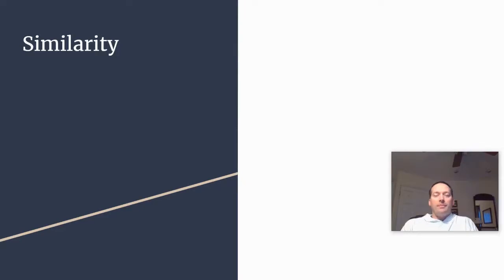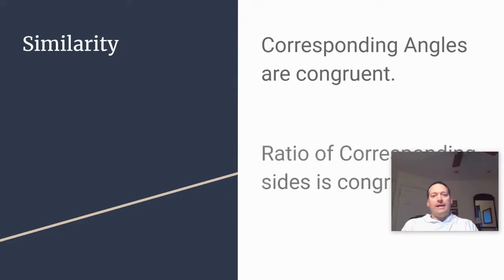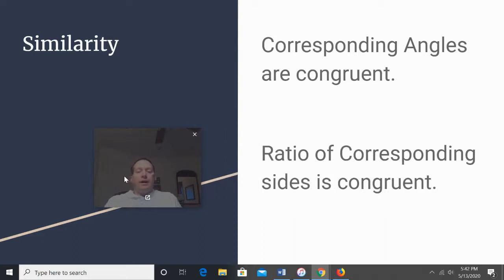So in order to be similar, you need to have two things, basically. The corresponding angles are congruent. Okay, and the last one is the ratio of the corresponding sides. They also have to be congruent. Okay, now it's not the corresponding sides are congruent, it's the ratio. We'll go over that in a minute.